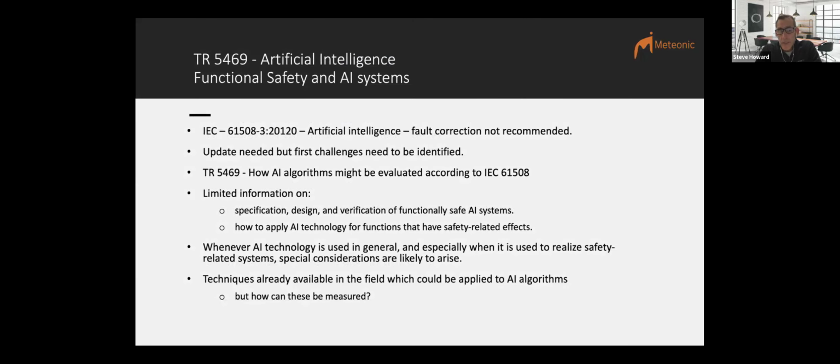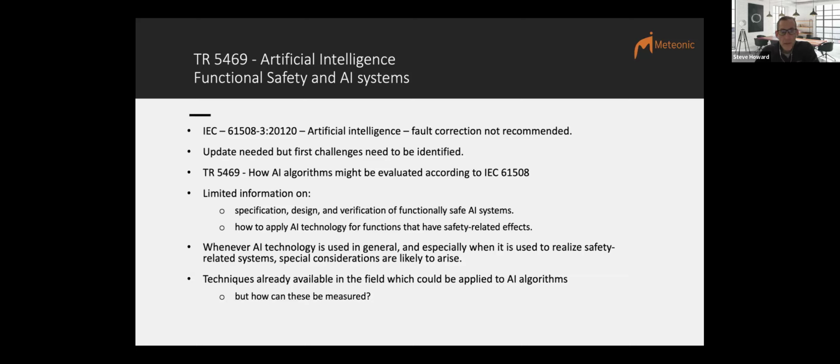And indeed, there are now new standards evolving for functional safety in AI systems. So TR 5469 is one of those new standards. And this is based around the IEC 61508 standard. So very much based on an existing functional safety standard and updating it to deal with the challenges that come from the use of AI. TR 5469 is really how AI algorithms might be evaluated using the framework still of IEC 61508.